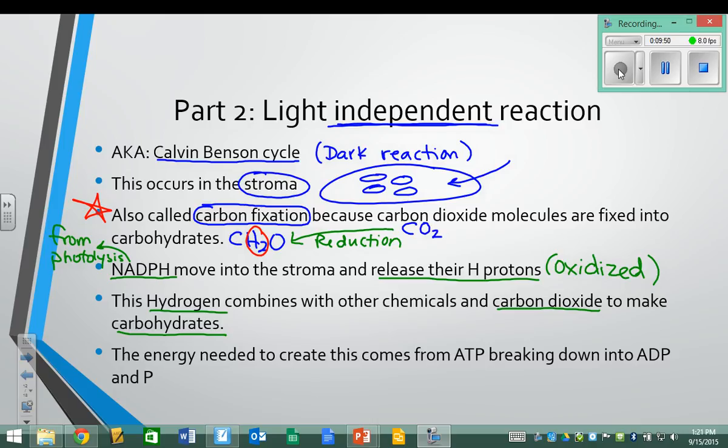And for me to do this process, it requires energy. Where am I going to get energy from? ATP again, that came from photolysis, from that ATP synthase that we discussed. So NADPH and ATP got made in the first part of photosynthesis. Now I'm going to use them up. So when I look at the overall reaction, they're not there because I made them and then I used them right away.